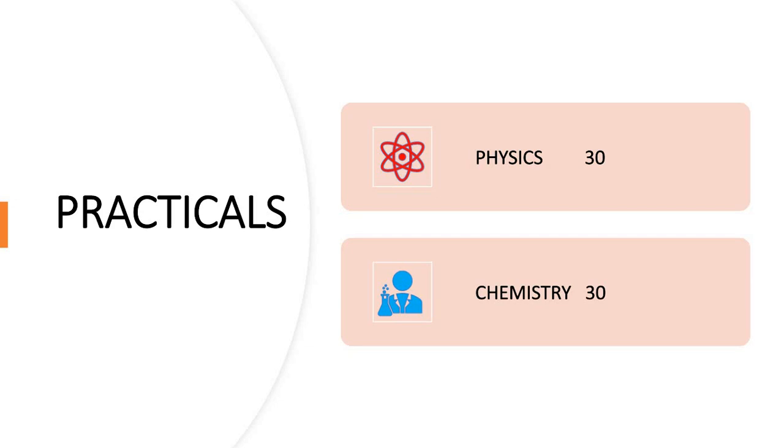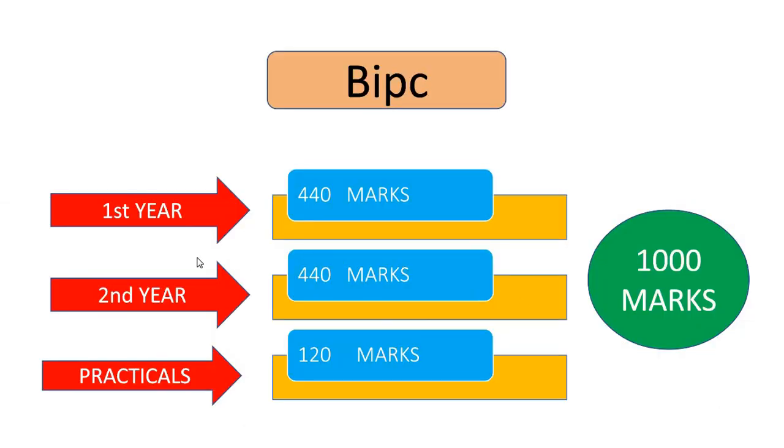So don't worry about this, just focus on your theory examinations, but you have to do these practicals as well. Then if you see for BIPC students, the marks for first year students for BIPC is 440 marks. Okay, I will tell you each and every subject distribution later in this video, so stay tuned. So for first year 440 marks, and for second year 440 marks, and for practicals 120 marks.